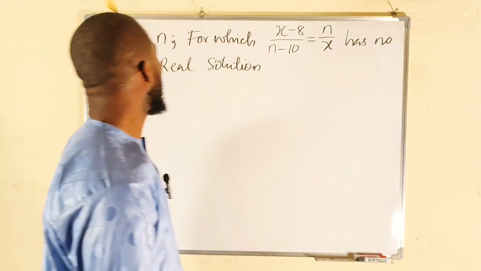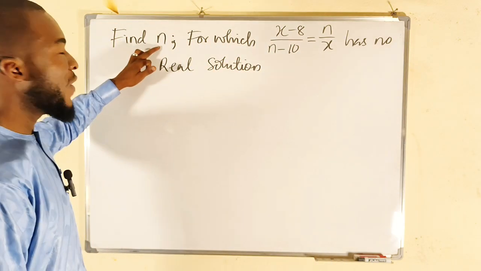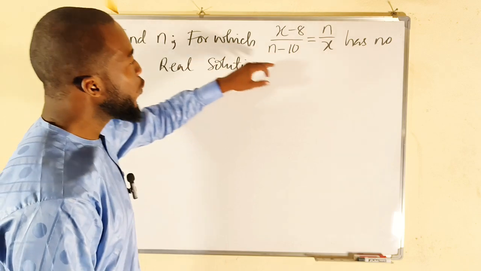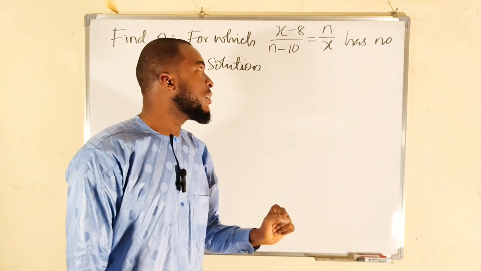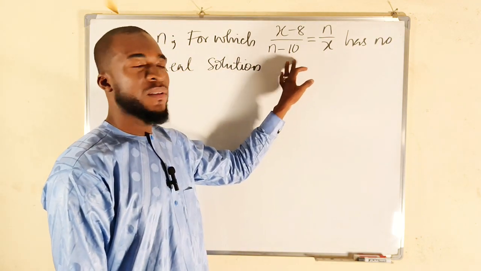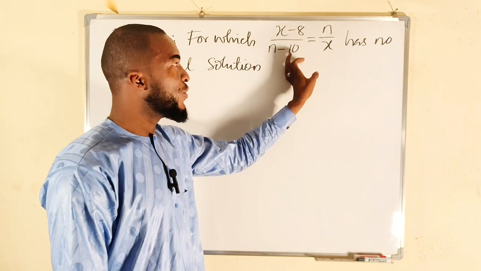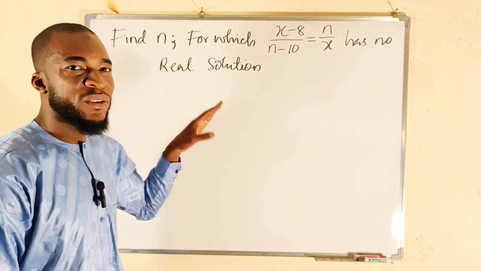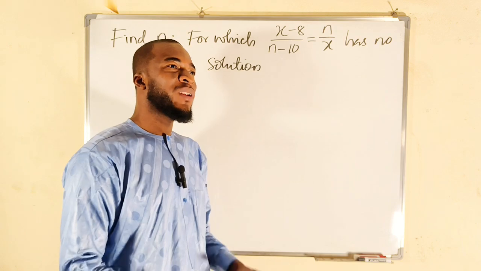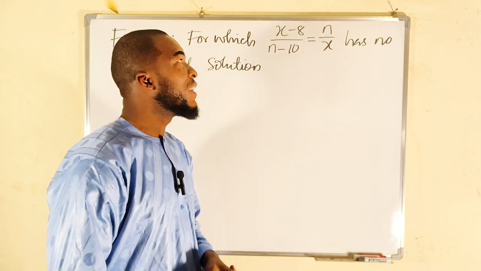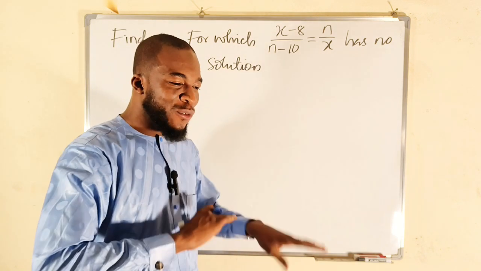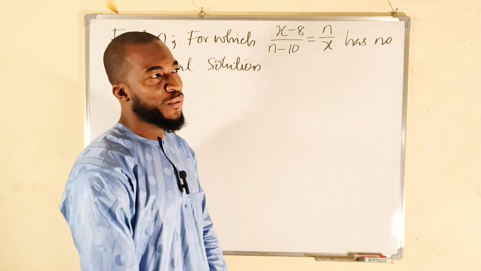Let's get started. The question reads, find n for which (x minus 8) divided by (n minus 10) is equal to n divided by 3. This particular equation has no real solution. So what are the values of n that will make this equation have no real solution? That's what we are looking for.